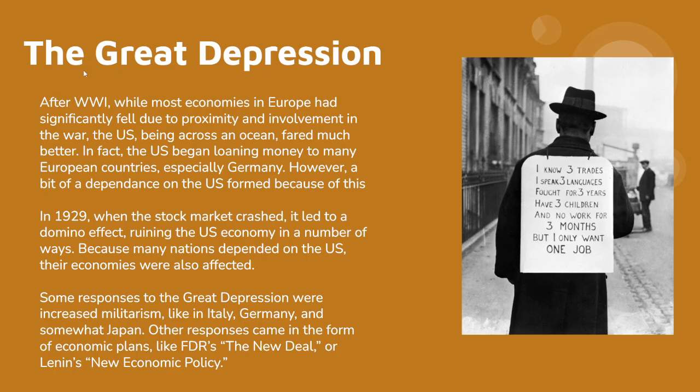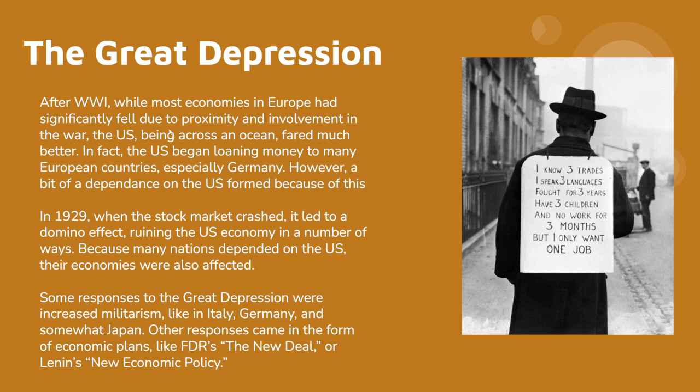In between wars, so after World War I ended, most economies in Europe fell significantly due to proximity and involvement in the war, but the U.S., being across an ocean, fared much better. They were doing so much better, in fact, that they began loaning money to other countries, especially Germany, under the Dawes Plan.